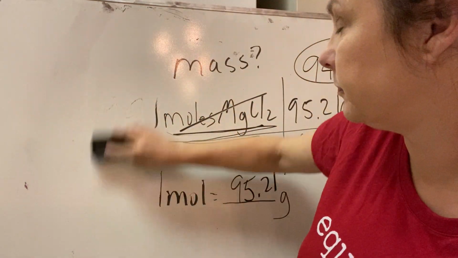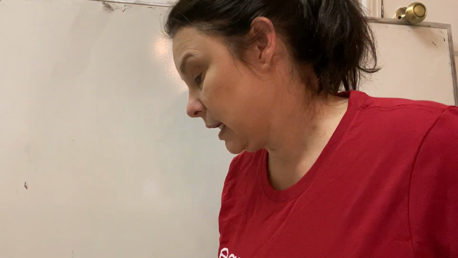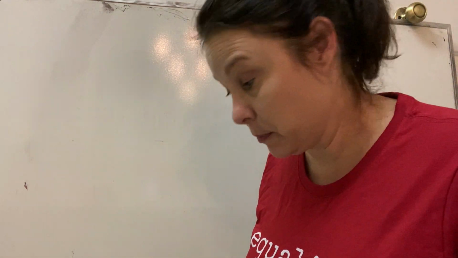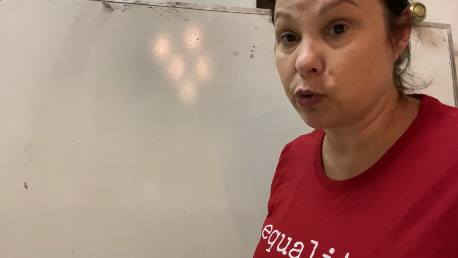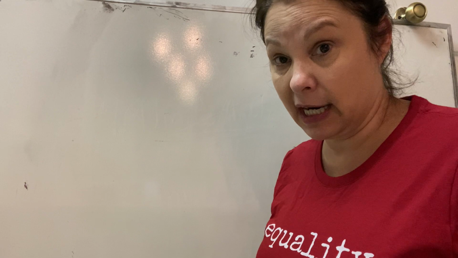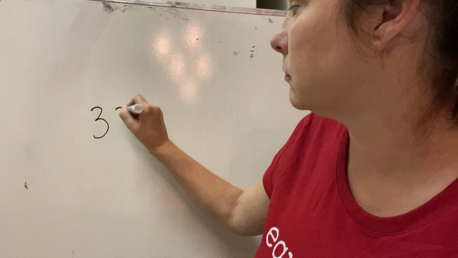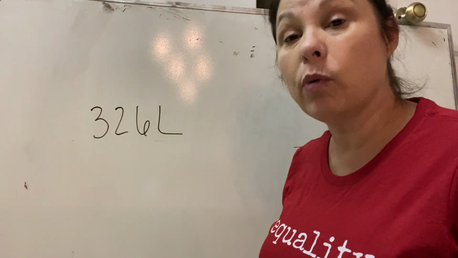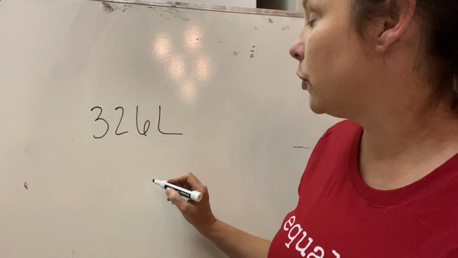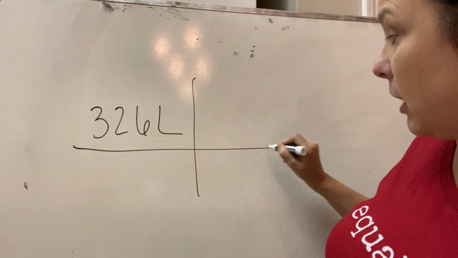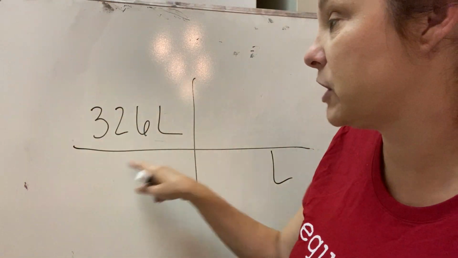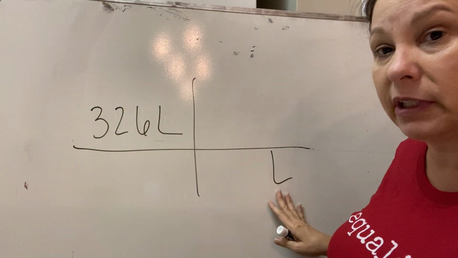The second one is another conversion. This time, it says to find the moles of carbon dioxide gas at STP in 326 liters. All right? So we've got 326 liters. That is our known, and we want to convert that to moles. So I say to myself, after I chunk and drop, so this was the given amount, 326 liters. I chunk and drop and put liters on the bottom.